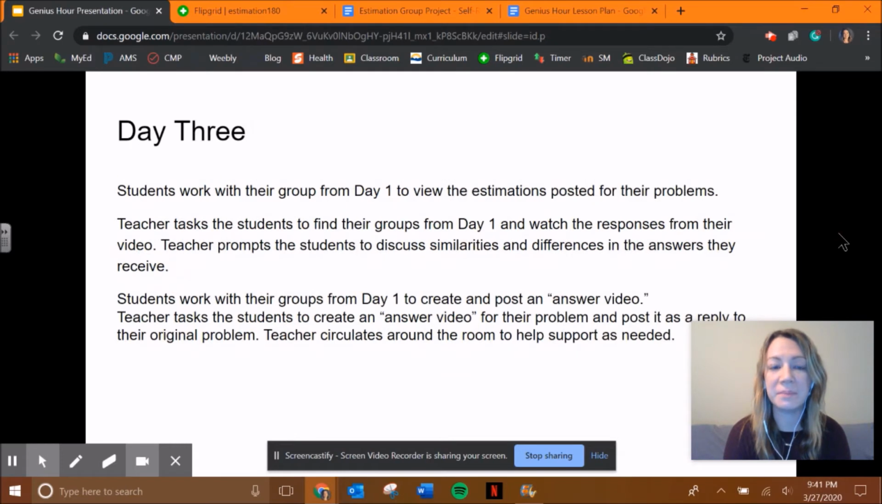Day 3 is the next one. And for this one, the teacher is going to ask the students to get in the same groups from day 1 and to watch the responses to their first video, the estimation 180 problem that they created. They're going to discuss the similarities and differences in the answers that they saw, and they're going to then create an answer video, similar to what we saw on the estimation 180 website, where the kids get to explain how to solve the problem correctly and what the right answer is.